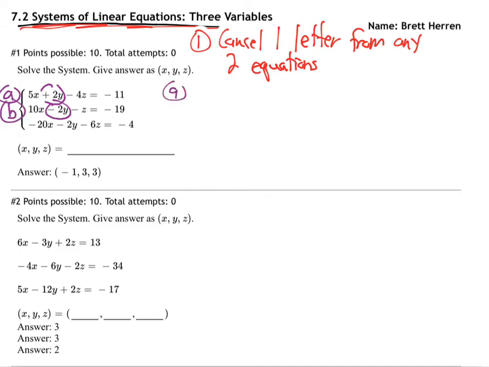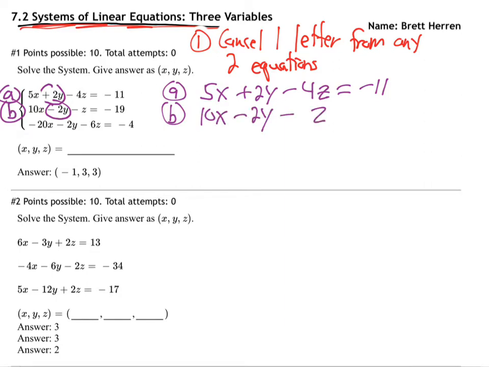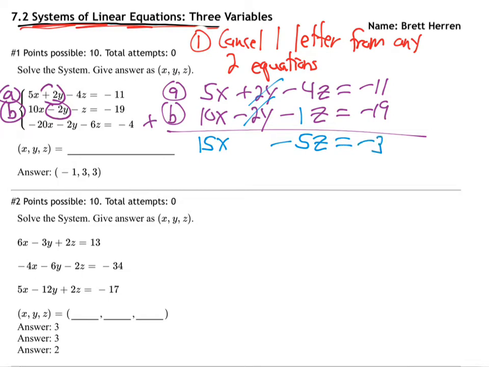So let's do that. Take equation A: 5x plus 2y minus 4z is minus 11. And equation B is 10x minus 2y minus z is minus 19. If I add those up right now, do you see what's going to happen automatically? Those y's are going to cancel. You get 15x, and this will be minus 5z, right? Because minus 4z and minus 1z is minus 5. Add that up, I think that's minus 30. So we have a new equation.